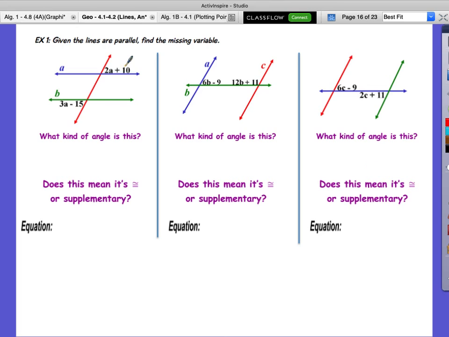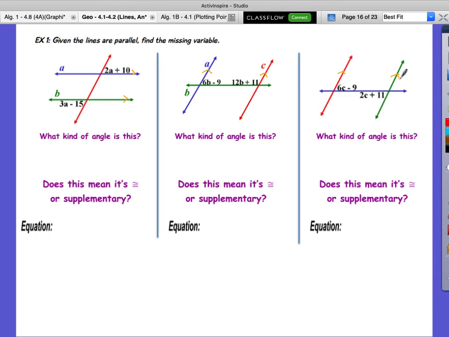Right below this, we have 3 scenarios where the lines are parallel. In the first one, A and B are parallel. In the second one, A and C are parallel. And in this one, these 2 lines are parallel as well. We're saying, given the lines are parallel, find the missing variable.